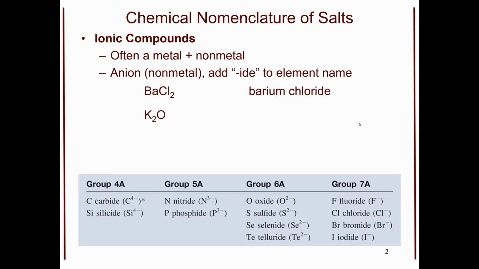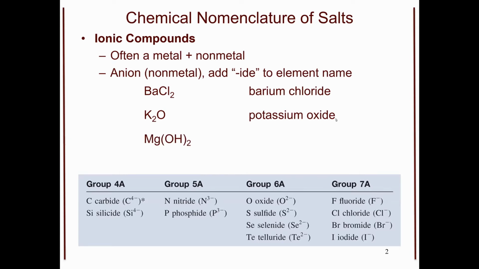If we have this species, K2O, notice that we have potassium, and then finally we have to go and look for the anion of oxygen, and if we see it here with our group 6A, that is going to be oxide. This is potassium oxide.